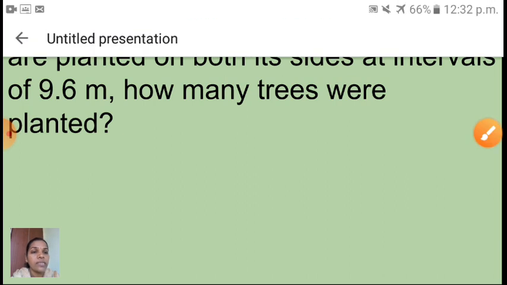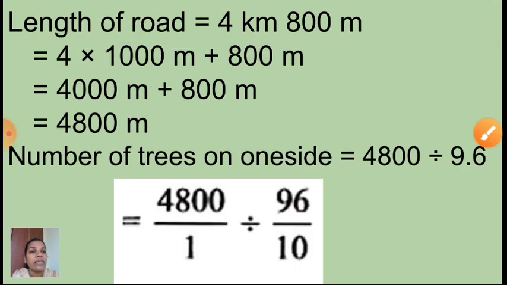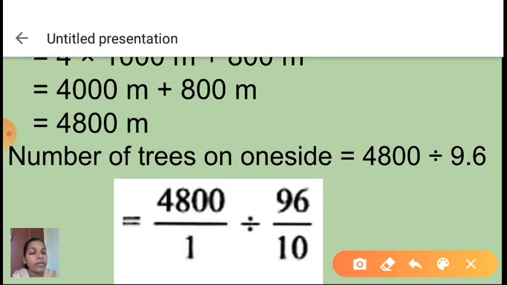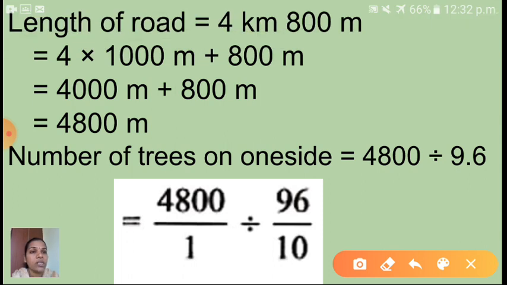For this question, see here first. Length of road 4 kilometer 800 meter. Isn't it children? So that say here 4000 meter plus 800 meter. So total how much of meter? 4800 meter. Okay children? Yes, why? Because 4 kilometer means 4000 meter plus 800 meter. So total length of road is 4800 meter.